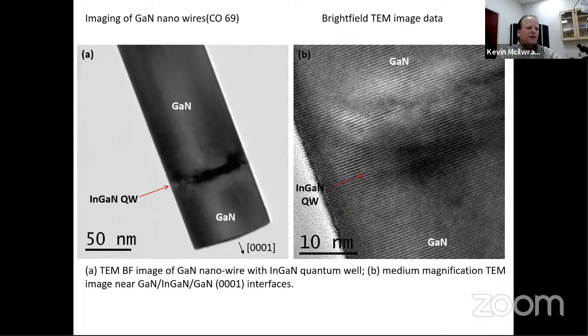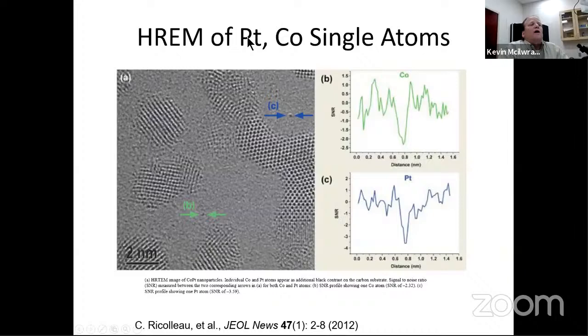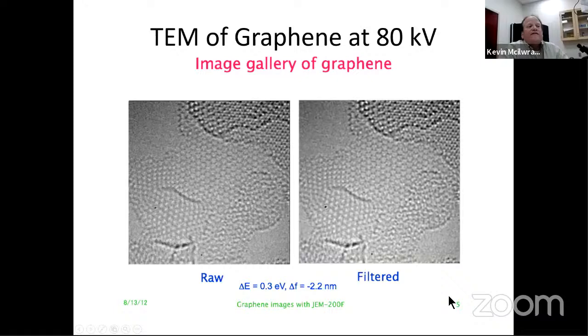There's high resolution of platinum cobalt nanoparticles. Very nice. This actually looks like a LaB6. Platinum cobalt single atoms. So we can see these single atoms here, just on the substrate. Graphene at 80 kV, where it's raw data and filtered, very beam sensitive. This is a 2D material.